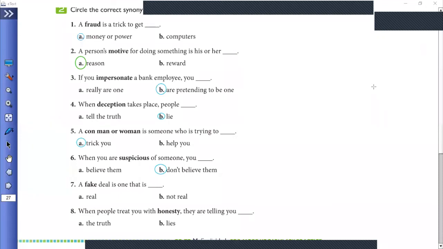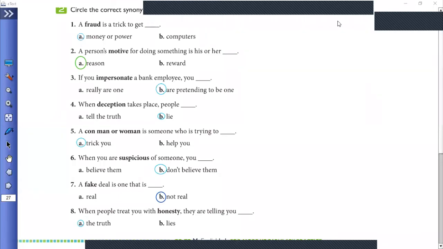Number 7. Sean, can you do that one? A fake deal is one that is not real. Good. Thank you. Number 8. Angel Claudia, can you do number 8? When people treat you with honesty, they are telling you the truth. Yeah, they're telling you the truth. Honesty means telling the truth.